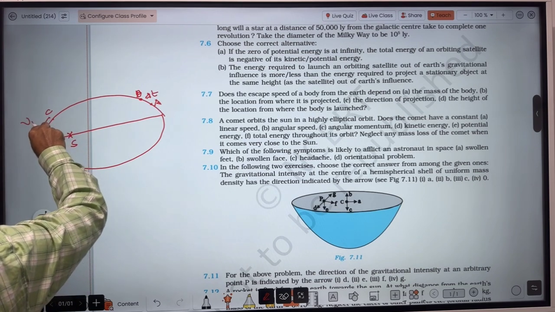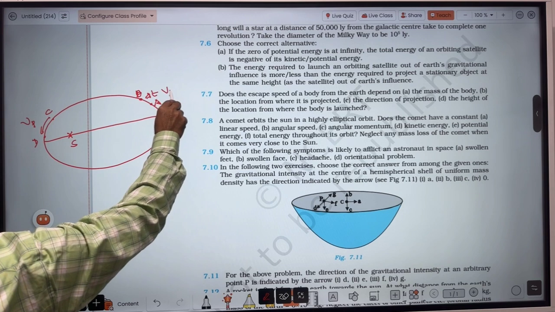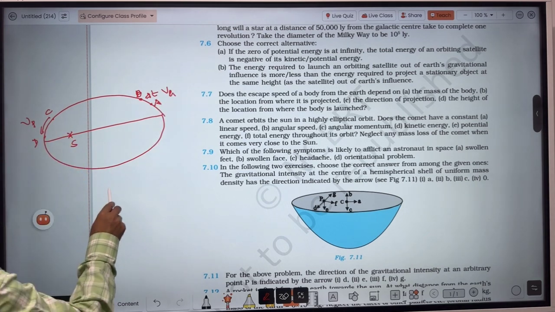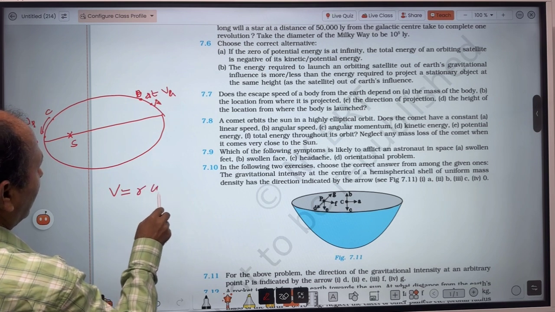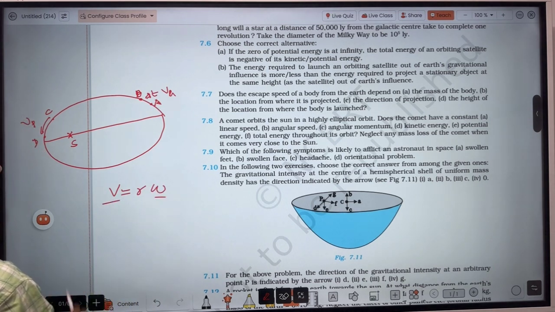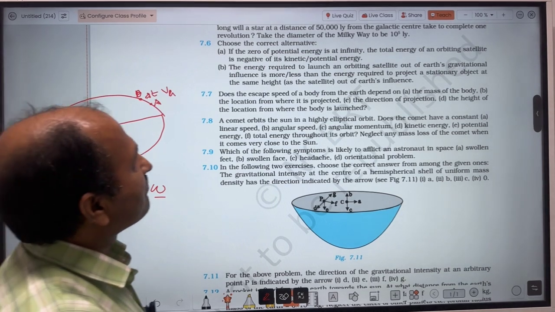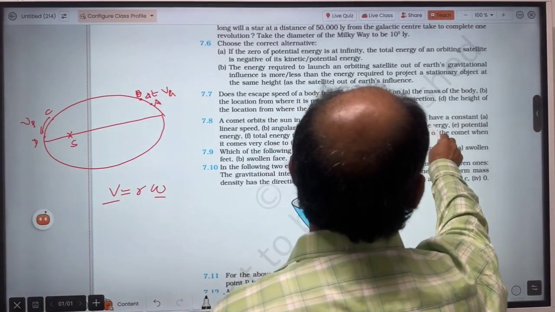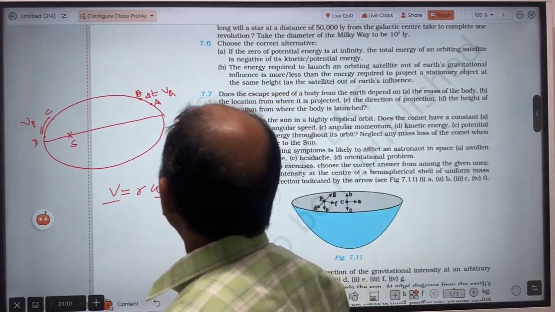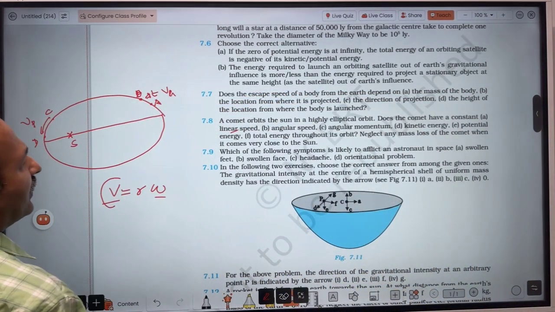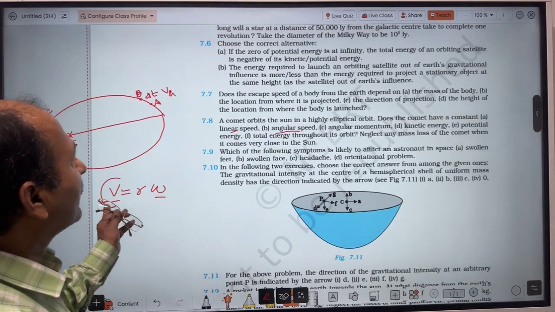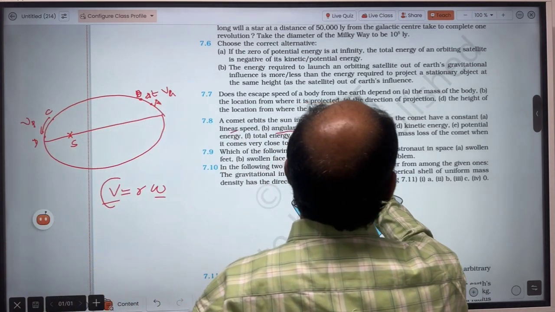So what you have observed here is that the speed is faster here. Suppose Vp here, and say Va here. Obviously Vp will be faster, and V is related to angular velocity also. If V is changing, then omega will also change. So in our question, it says, does the comet have a constant linear speed? Linear speed, so V is changing, as you have observed here. Angular speed depends on V, so it will also change.